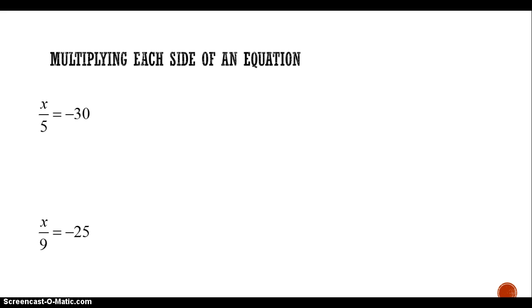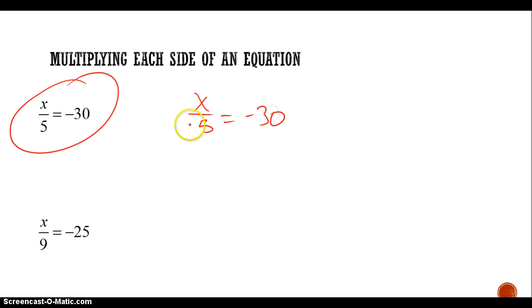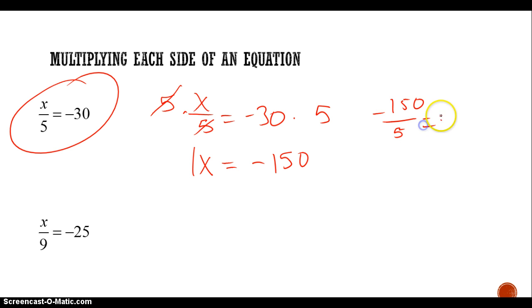So multiplying each side of an equation. So again, read this problem to yourselves. X divided by 5 equals negative 30. So it's division. The problem is division, so the inverse operation would be multiplication. So you're going to multiply by 5 on both sides. These 5's cancel out to give me my variable alone isolated. So I get negative 150. So plug it back in. We know that negative 150 divided by 5 does equal negative 30. Checks out.